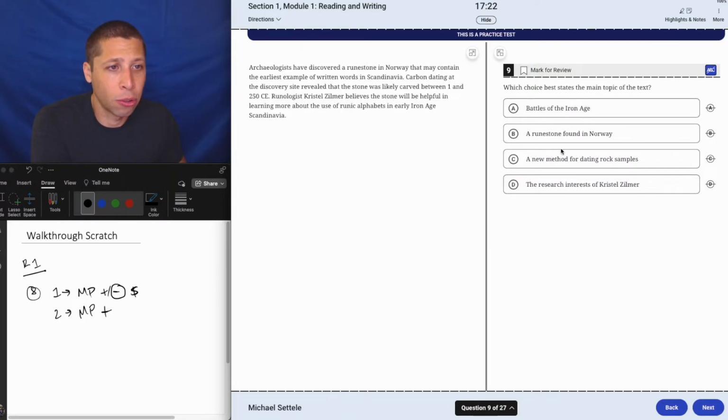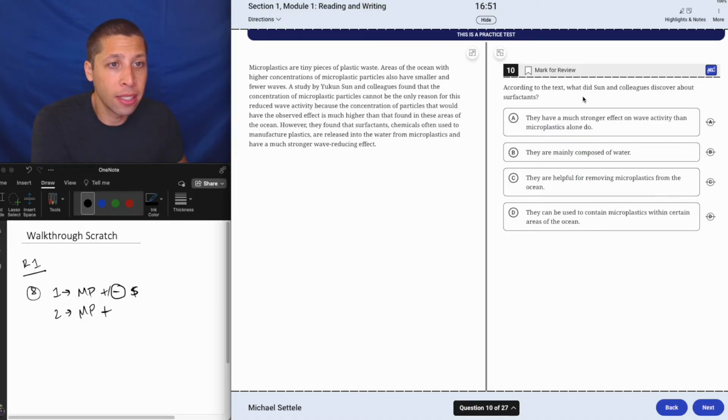Main topic of the text. Look how short those are. Archaeologists have discovered a runestone in Norway that may contain the earliest example of written words in Scandinavia. Carbon dating at the discovery site revealed that the stone was likely carved between 1 and 250 CE. Runologist Crystal Zilmer believes the stone will be helpful in learning more about the use of runic alphabets in early Iron Age Scandinavia. So the rune is important. It's not about the battles. It's about the rune. It's not about the method. It's not about her. Good. Done.